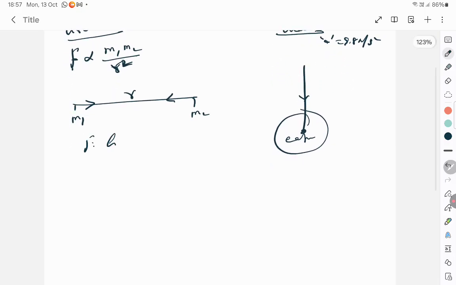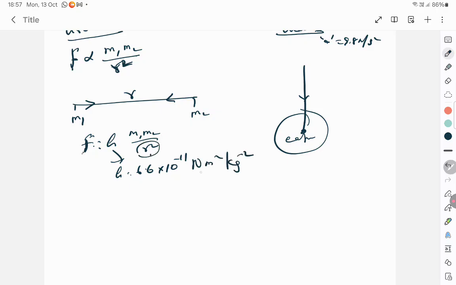F is equal to capital G into m1 m2 by r square, where capital G is called the gravitational constant, which is 6.6 into 10 to the power minus 11. Newton is the SI unit for force, meter square is the SI unit for r square, per kg square. This is the value of capital G.